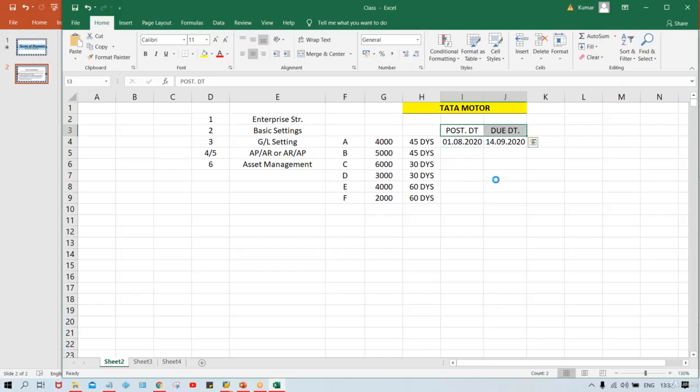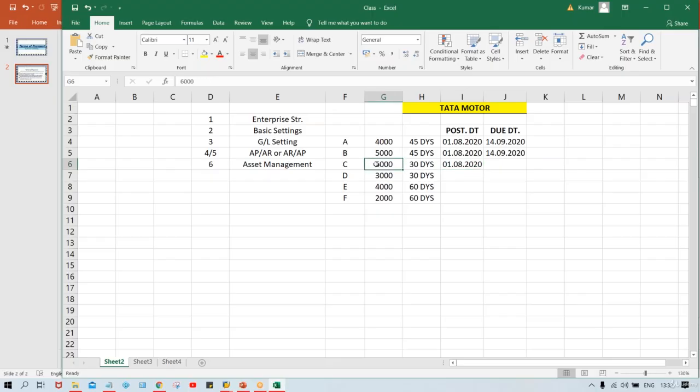Anyway, what I'm talking about with terms of payment is, as per the days we have agreed, if the invoices are posted on this date, this is going to be due on the 14th. Likewise here in this case also, same thing.